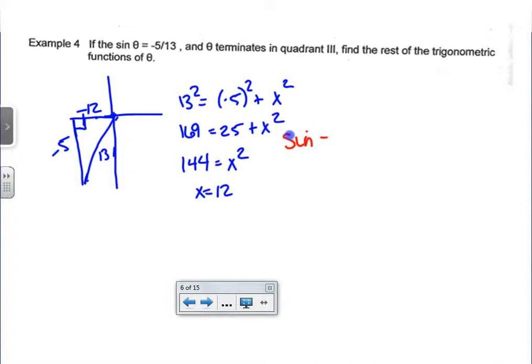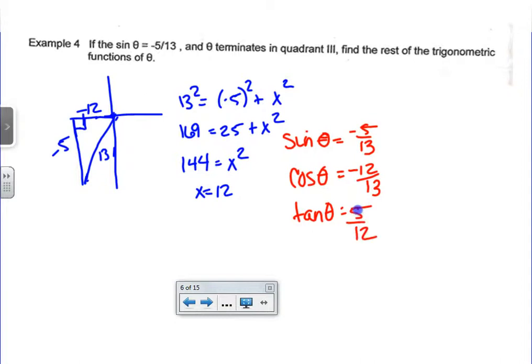So we already know sine of theta is negative 5/13. Now let's talk about cosine and tangent. Cosine, remember, is x over r, or adjacent over hypotenuse, so it's negative 12/13. And the tangent would be y over x, so negative 5 over negative 12 would be a positive 5/12.